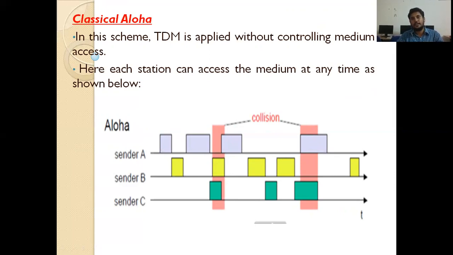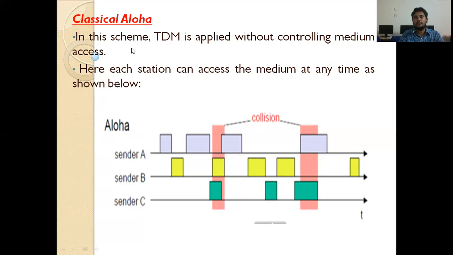In this scheme, TDM is applied without controlling medium access. Here, each station can access the medium at any time, as shown below. In the diagram, there are three senders: sender A, sender B, and sender C, along a time axis. Sender A sends 4 data packets, sender B sends 5 data packets, and sender C sends 3 data packets. But each station can access the medium at any time.